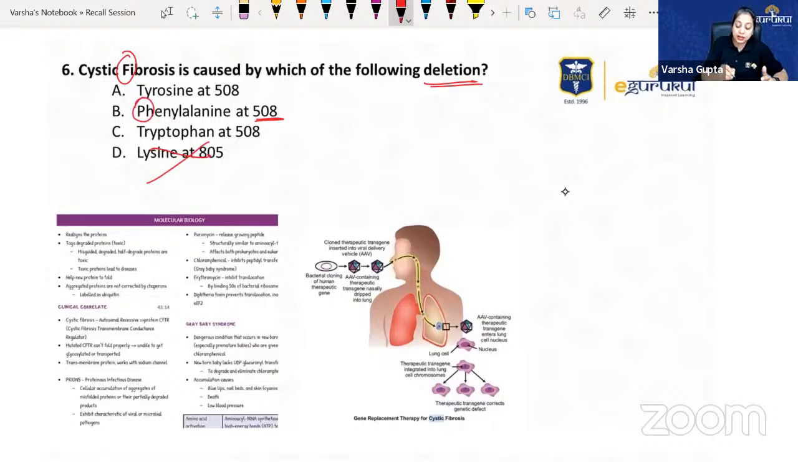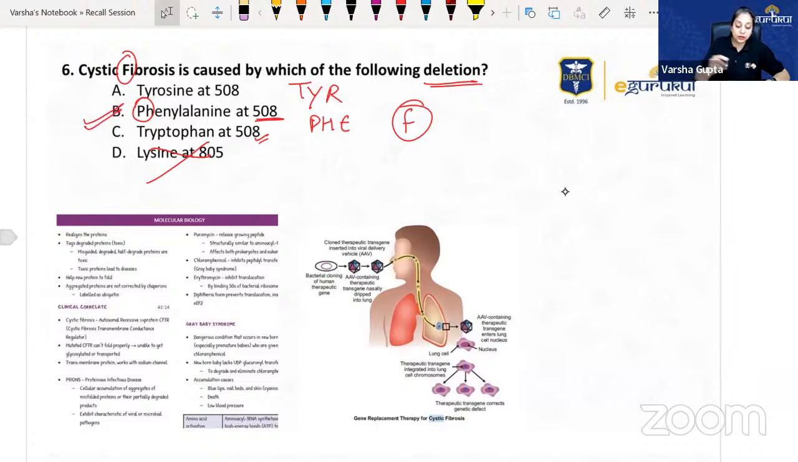And what is gone in cystic fibrosis? Phenylalanine, right? And I always emphasize, I don't know whether they gave you the full name of the amino acid or the 3-letter abbreviation or the 1-letter abbreviation, right? We always emphasize that. Tyrosine is Tyr, T-Y-R, right? Phenylalanine is Phe, and the 1-letter abbreviation is F. If you don't know the abbreviations, it's hard to make it out. So for cystic fibrosis, it is phenylalanine, that is Phe at the 508 position. So that was choice B.